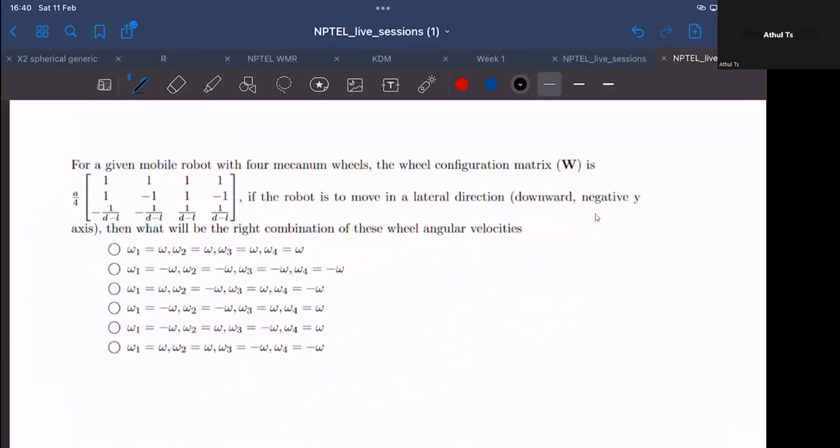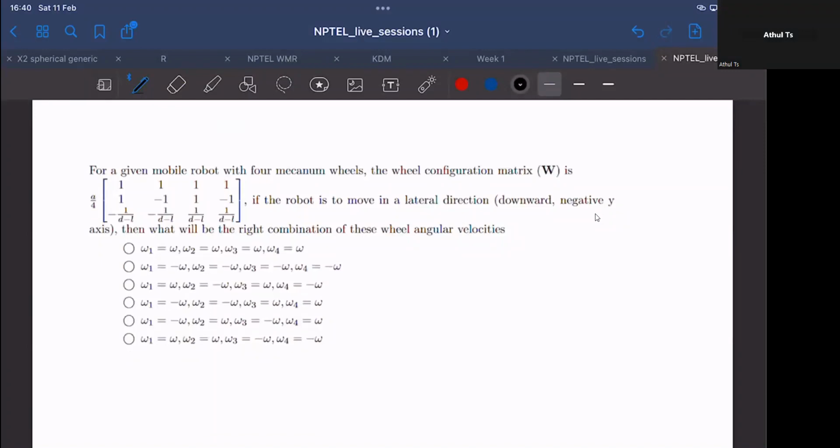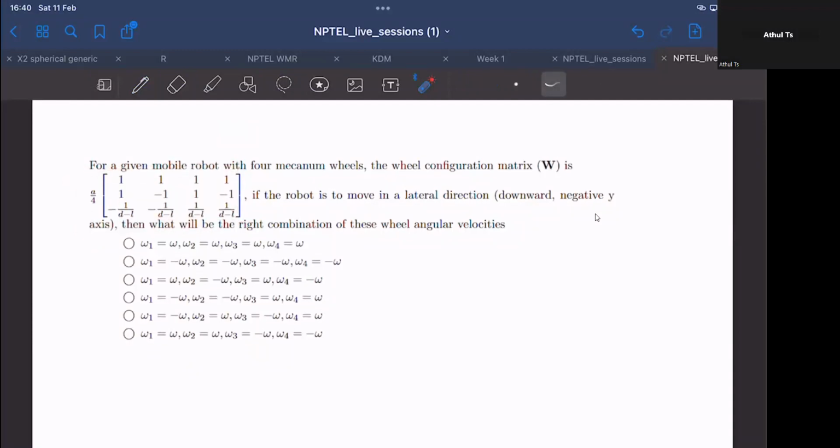And moving on to the 10th question. Again, these are similar to the previous questions that we have discussed earlier. In this case, the transformation matrix of a mecanum wheel robot is given, and we are required to find the right combination of wheel angular velocities so that the robot will move in the lateral direction, but along the negative y-axis.